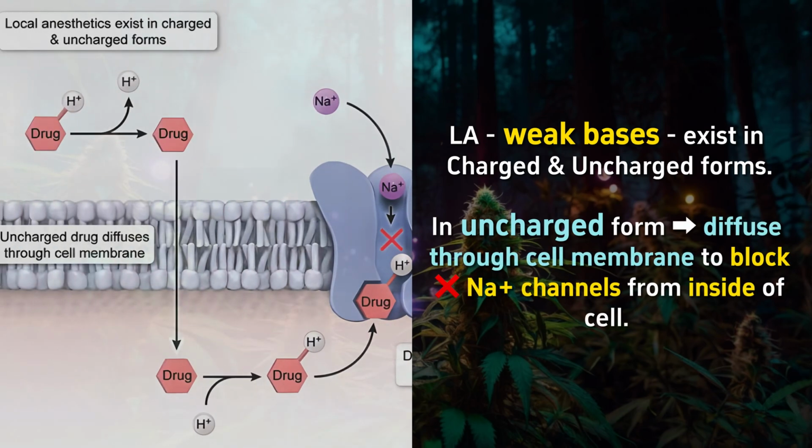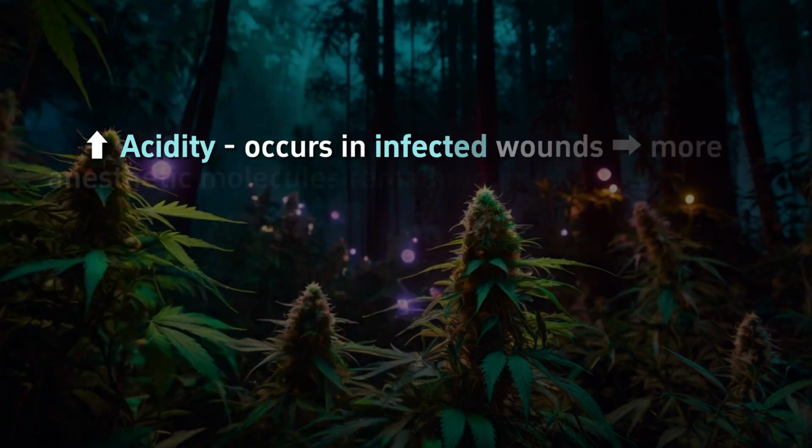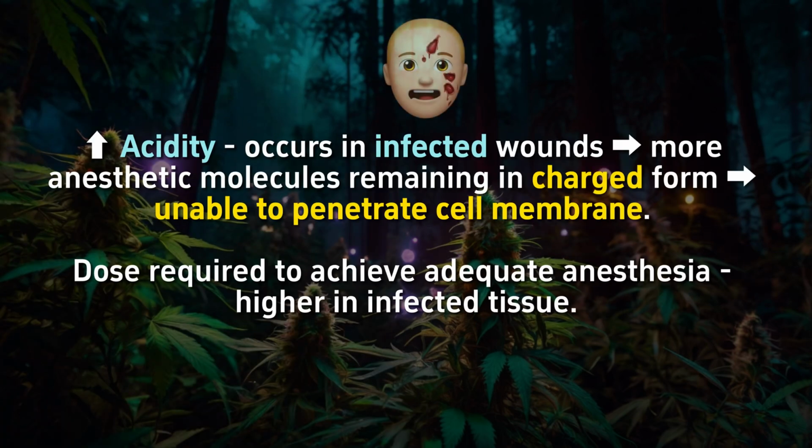Local anesthetics are weak bases that exist in charged and uncharged forms. When in the uncharged form, they diffuse through the cell membrane to block sodium channels from the inside of the cell. Increased acidity in the surrounding tissue, which occurs in infected wounds, results in more anesthetic molecules remaining in the charged form, rendering them unable to penetrate the cell membrane to exert an effect. Therefore, the dose required to achieve adequate anesthesia is higher in infected tissue.